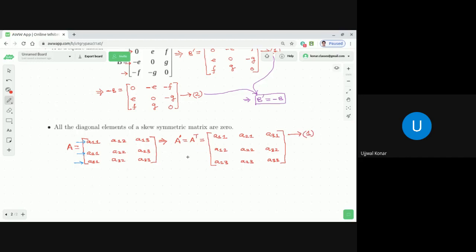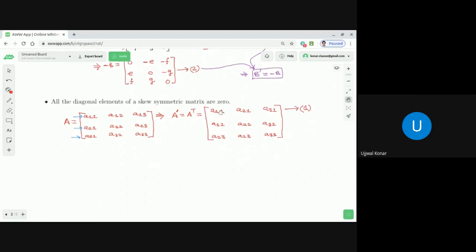Now, as A is a skew-symmetric matrix, A transpose should be equal to minus A. So now let's first find minus A. As you know, A is equal to A11, A12, A13, A21, A22, A23, A31, A32, A33. So from here we can find minus A. Minus A will be what? Each and every element is multiplied by minus 1. That means minus A11, minus A12, minus A13, minus A21, minus A22, minus A23, minus A31, minus A32, minus A33. That is minus A. So this is equation 2.